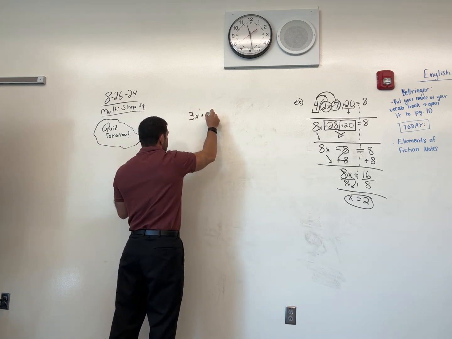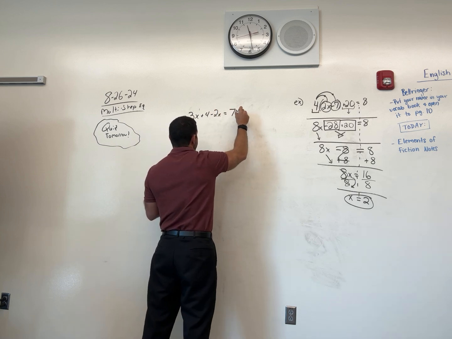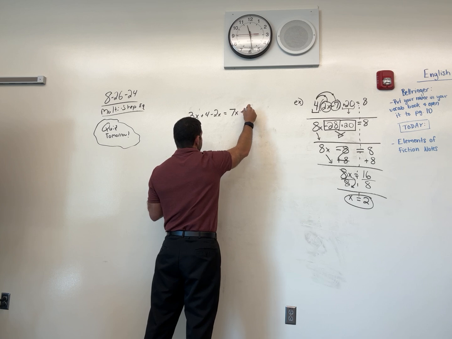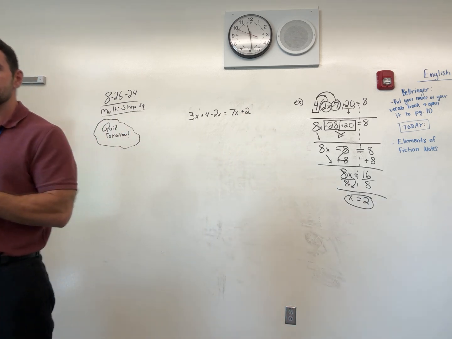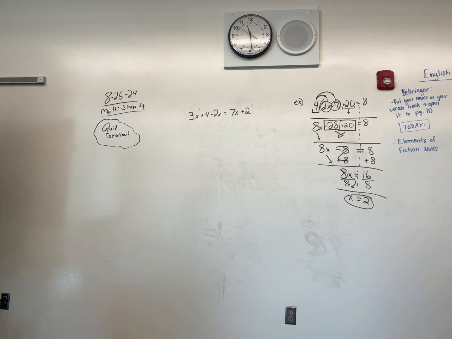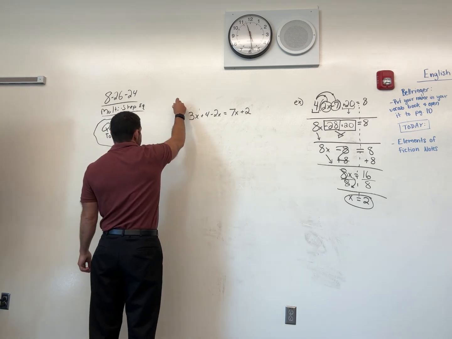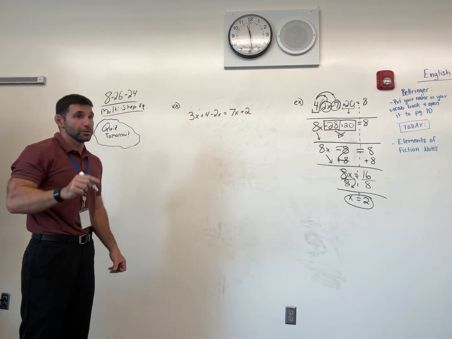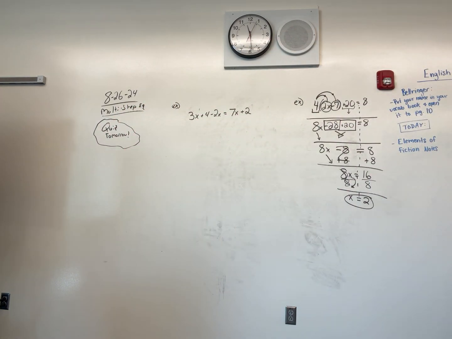3x plus 4 minus 2x equals 7x plus 2. Yeah, it's not overly hard, but it's not overly easy either. So here's what we're going to do. We're going to go around the tables. You're going to give me step 1, step 2, step 3, step 4, step 5. Everybody with me? Ella, step 1.